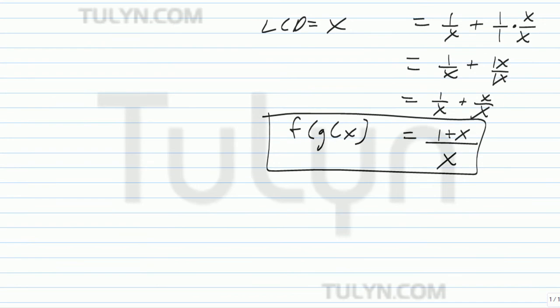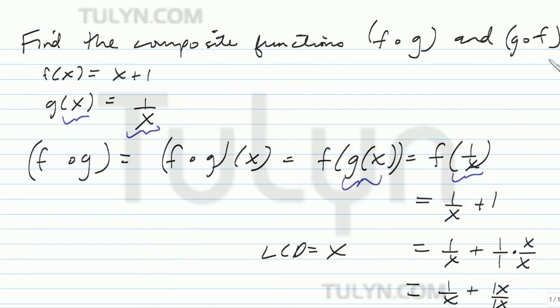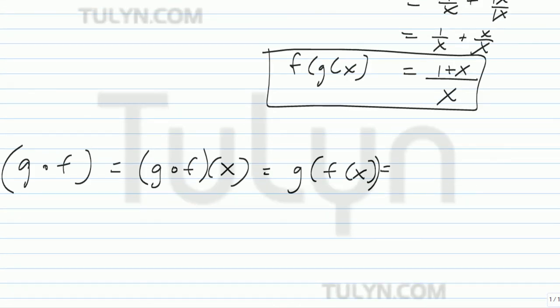And then now you're going to do g of f. g of f is equal to g of f of x, right? And f of x is equal to, let's see, x plus 1. So where you see this, I'm just going to write x plus 1 instead, because they're just equivalent.